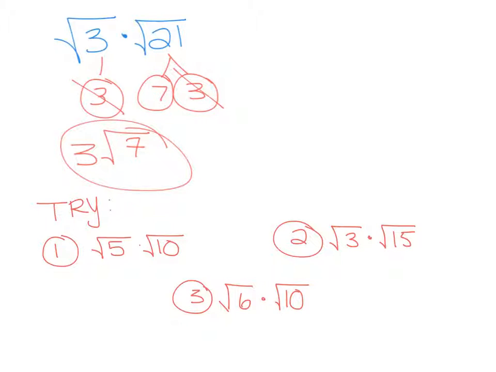I'd like you to try the following problems. Number 1 is radical 5 times radical 10. Number 2 is radical 3 times radical 15. And number 3 is radical 6 times radical 10. Please pause the video and complete them before you move on to the next slide.